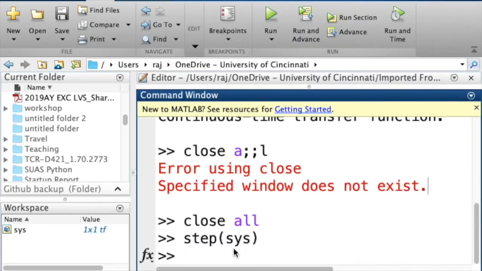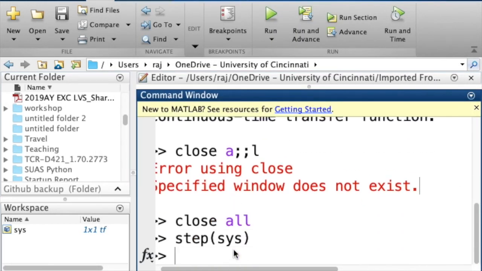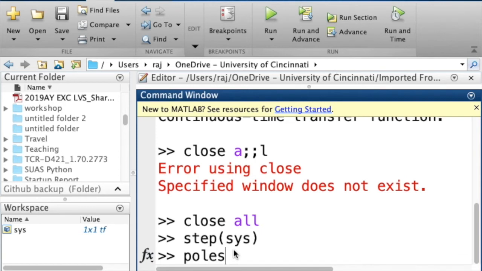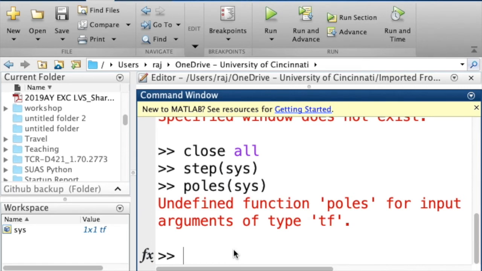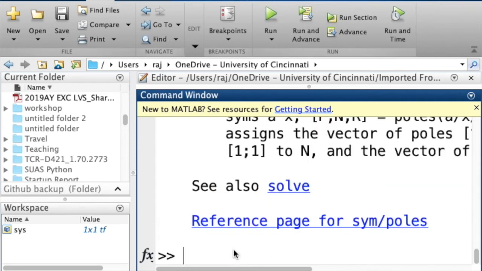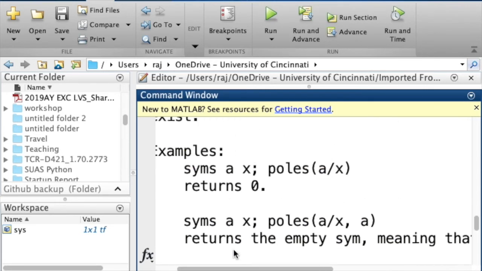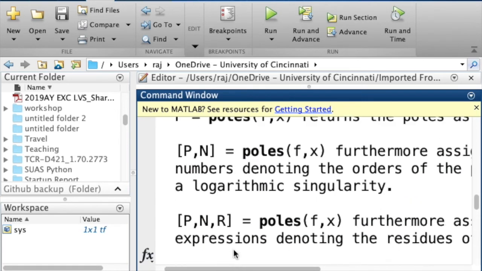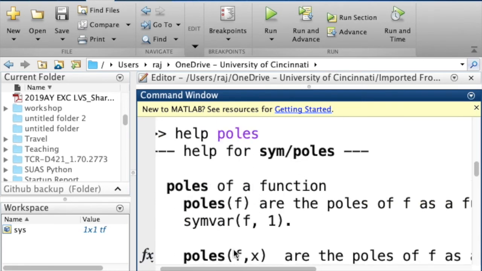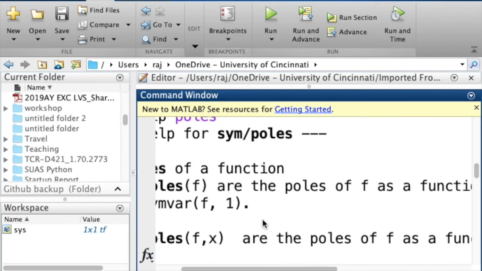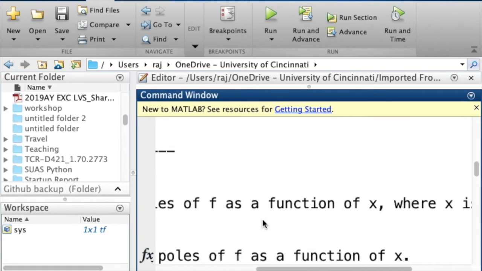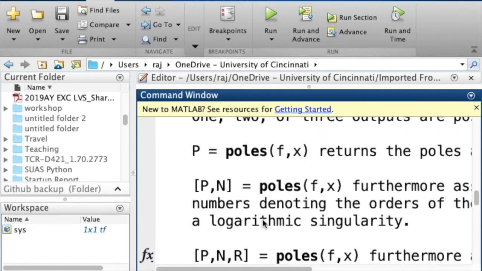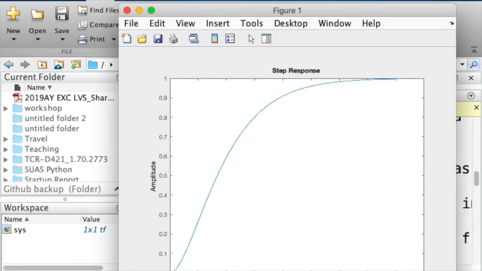So I don't know. Let's see if we can see what the poles of the system are. Poles. sys will give me poles. No, let's say help poles. Poles or poles? Anyways.